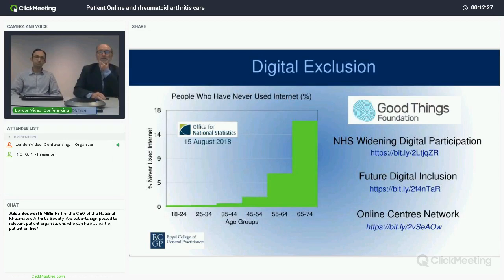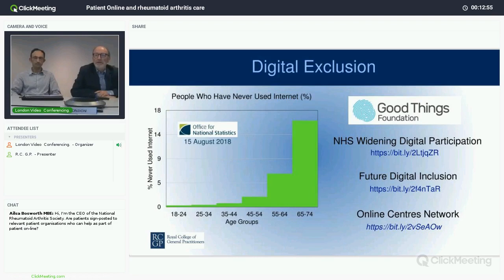And we all know about the digital exclusion problem, that the patients who are most likely to have long-term conditions and most likely to benefit from record access are also the same group that are going to be least competent and least confident about using the internet. But where a patient does want to use patient online but doesn't feel they have the skills, there are organisations out there to help.